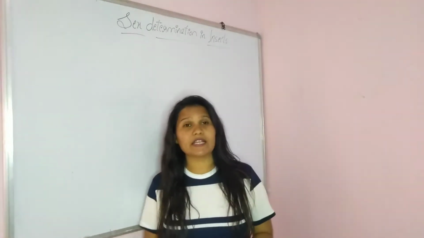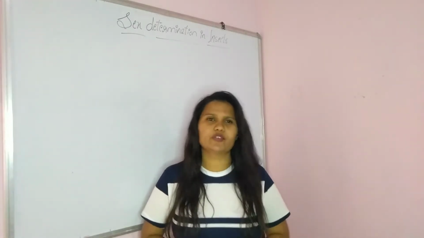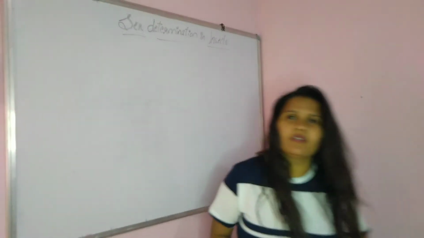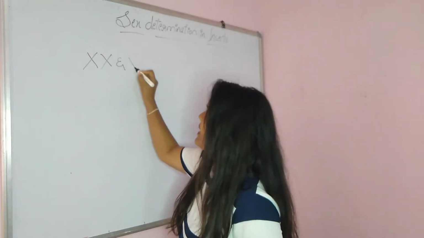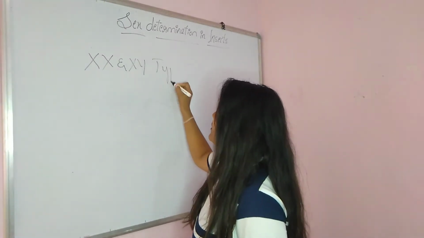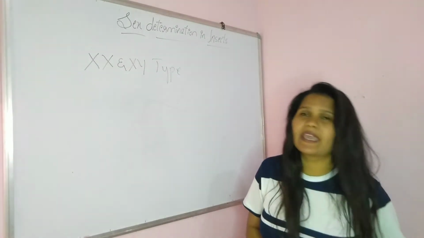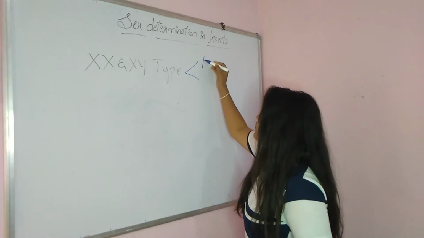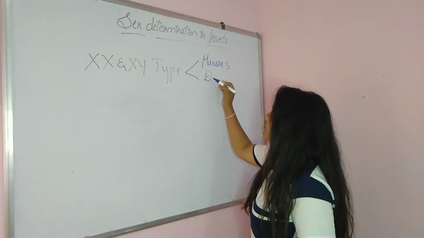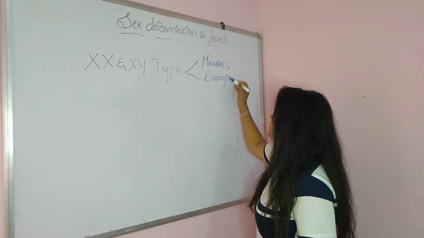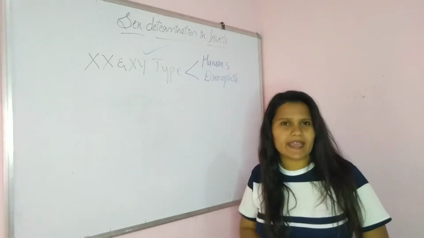In the previous class we studied sex determination in humans and also Drosophila. So we got to know the XX and XY type of sex determination, which we can see in two cases: one in humans and again in Drosophila. So we are finished with the XX and XY type.